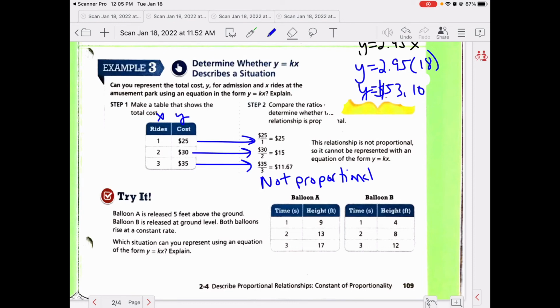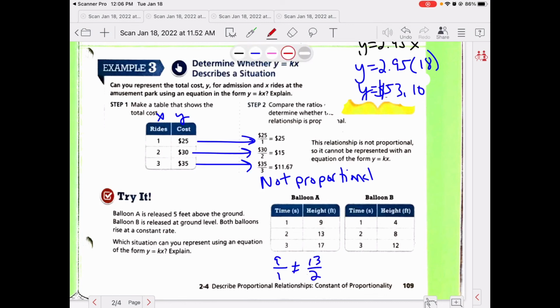So let's go ahead and look at the try it down here. So we have balloon A is released 5 feet above the ground, and balloon B is released at ground level. Both balloons rise at a constant rate. Which situation can you represent using an equation in the form of y equals kx, okay? Now, if we're looking at this, we want to see if it's proportional, right? So 9 divided by 1 is 9. 13 divided by 2 is going to be 6.5, right? This is not proportional for balloon A, okay? So if you need to write that, you can. So 9 over 1 does not equal 13 over 2.